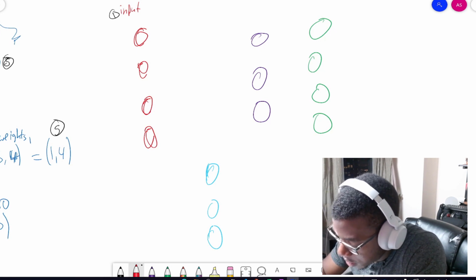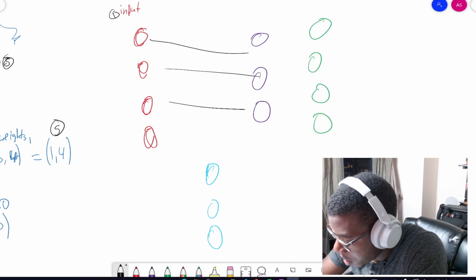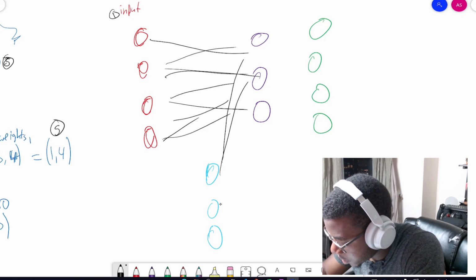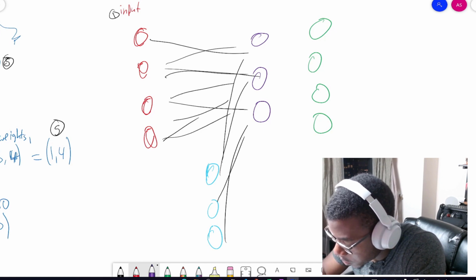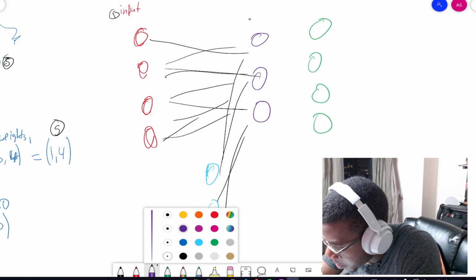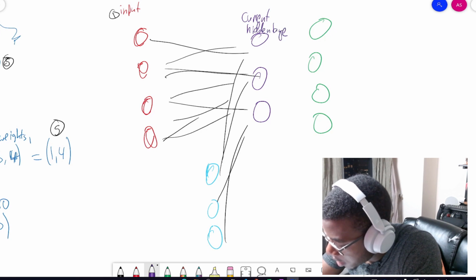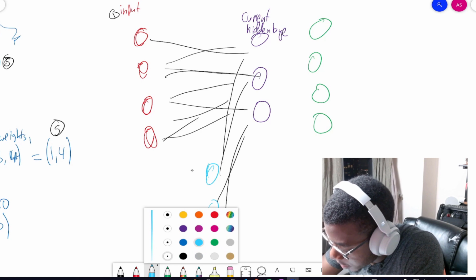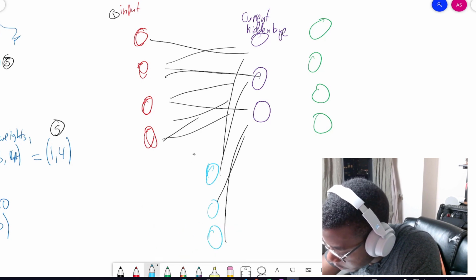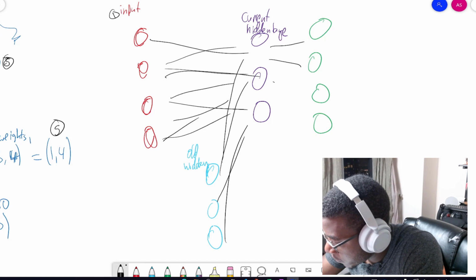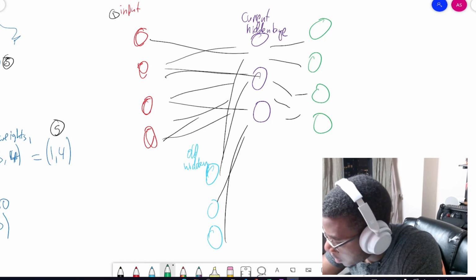These are my inputs. And so you do your multiplications here, but then you also do your multiplications here as well. So this would be my input. This guy right here would be my current hidden layer, and then we're adding the product of the old hidden layer, and then we're finally connecting that to our output.